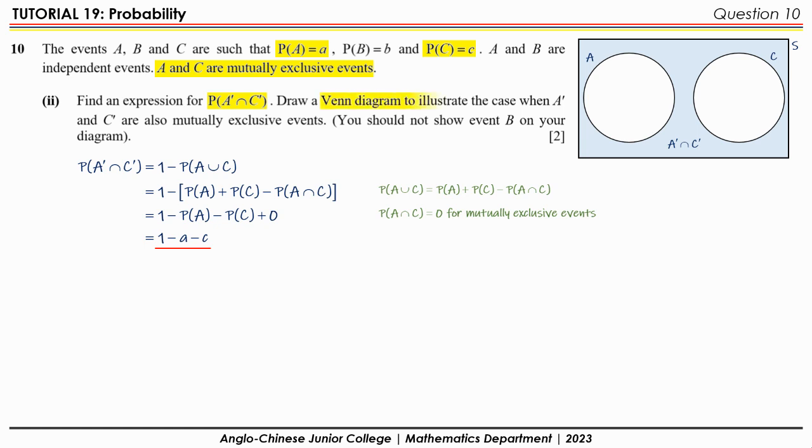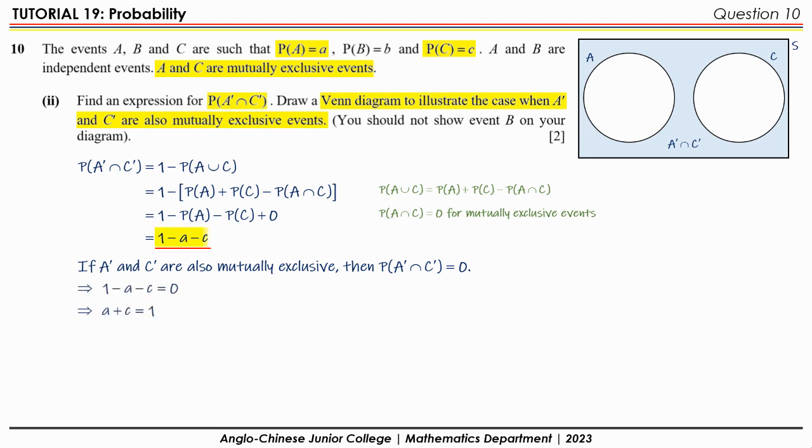We're then asked to draw a Venn diagram to illustrate the case when A' and C' are also mutually exclusive. If A' and C' are also mutually exclusive, then the probability of A' intersects C' would also be 0. If we combine this with the earlier result, then we get the equation 1 minus a minus c equals 0. In other words, a plus c equals 1.